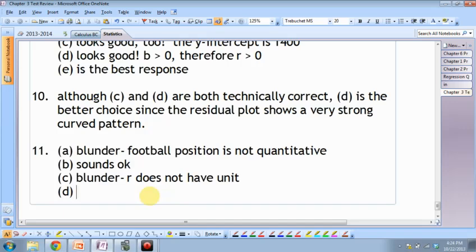11D: We found a high correlation between height and age of children. Yeah, r should be less than 1, right? Yes. So the blunder is that r should be between -1 and 1, less than or equal to 1.